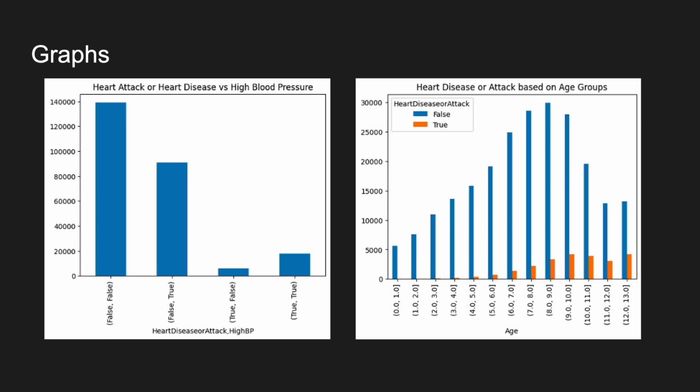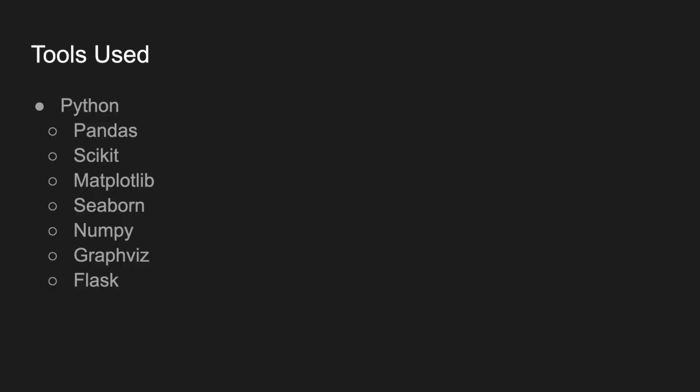For the second one that shows age group, the blue line is false for heart attack or disease, and the orange line is true for heart attack or disease. As the age bins get higher, that's higher in age. And as you can see, the true for heart disease gets a lot higher as the age increases as well.